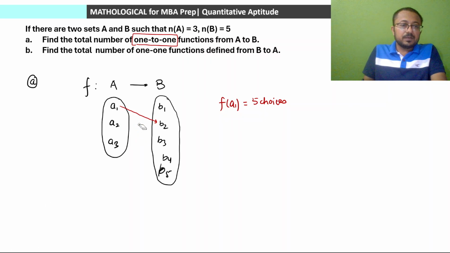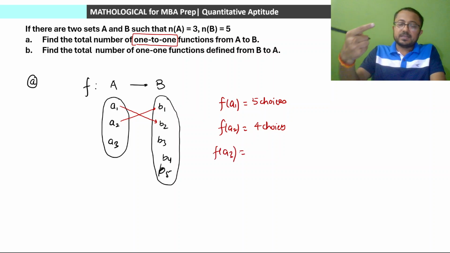So once we have connected one element of codomain with one element of domain, now that element is eliminated. So for A2, for F(A2), we have 4 choices left because B2 तो cancel out हो गया. So 4 choices are there. Now let us say we've connected A2 with B1. So for F(A3), we have 3 choices left because ना तो B1 से connect कर सकते हो ना तो B2 से connect कर सकते हो. 3 choices will be there.